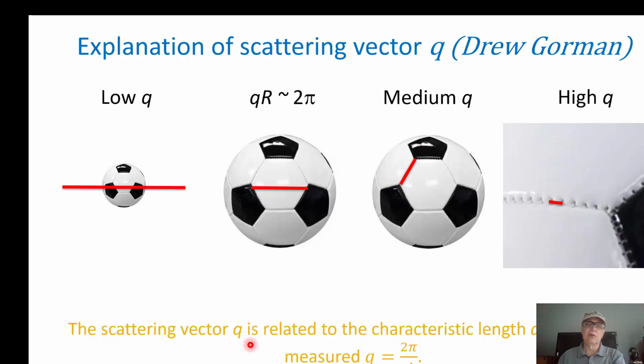And the scattering vector Q is sort of inversely related to the characteristic length that we can detect. So this Q thing is 2 pi radians over some distance d, okay? And so on the low side over here, we're probing lengths that are larger than the soccer ball, and if we're lucky, we'll tell there's a soccer ball there at all. And to the right side, we can see into the stitching.